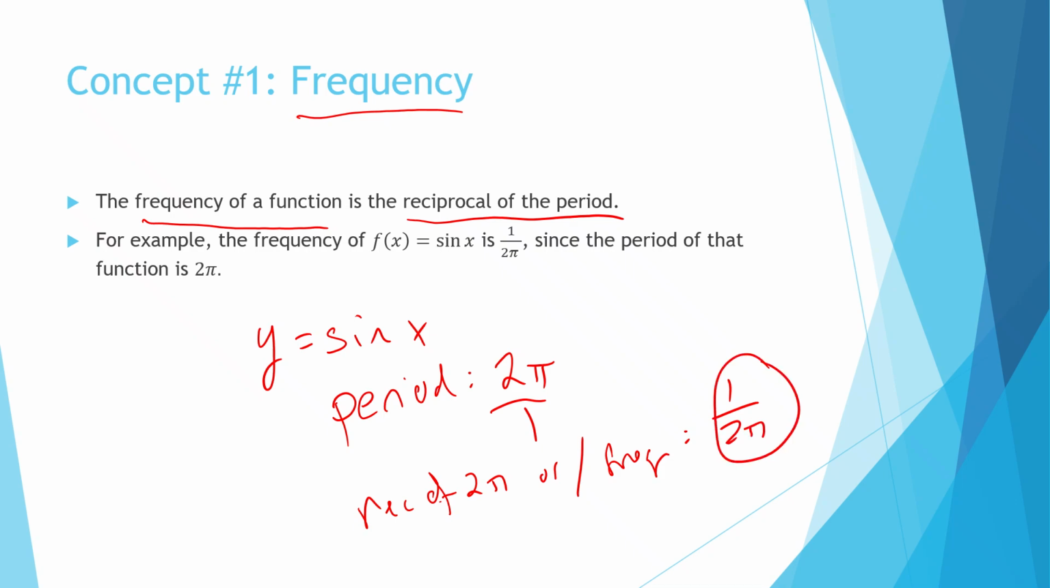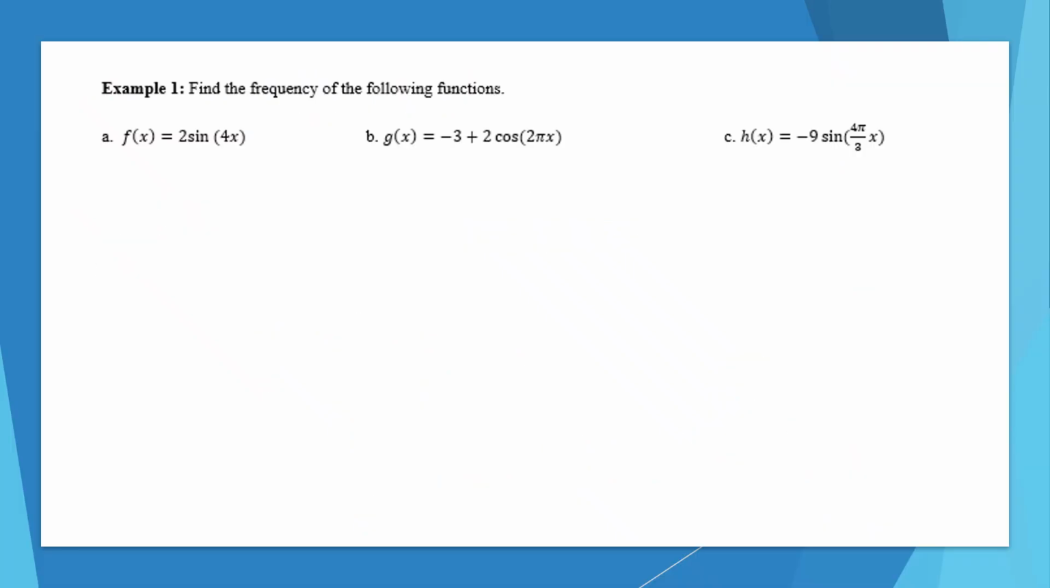You're going to flip that fraction. Right? So find the frequency of the following functions. Here, you first want to start by finding the period, and then take that period as a fraction and just flip it. So here, with our b value being 4, our period is going to be 2 pi over our b value. So 2 pi over 4, which is pi over 2.